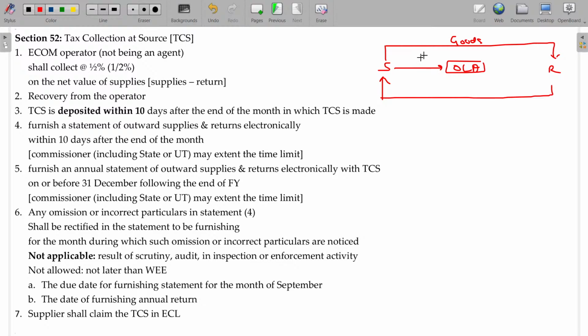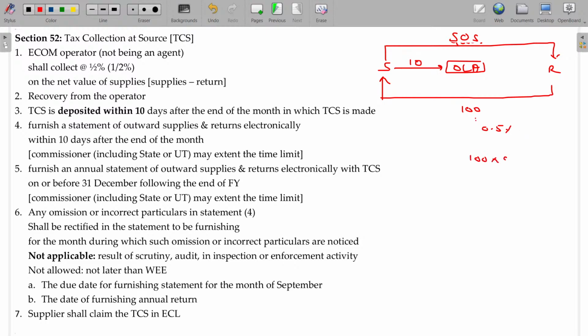Okay, commission. Probably the value of this supply of services is 100 rupees. This is the supply of service value. Ola demands a commission of 10 rupees. While getting 10 rupees, it demands tax also, GST. It collects additionally for that tax, which is 0.5%.